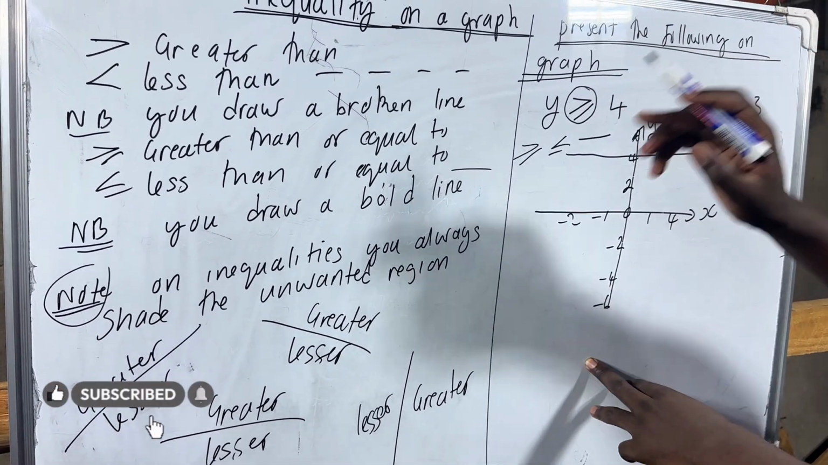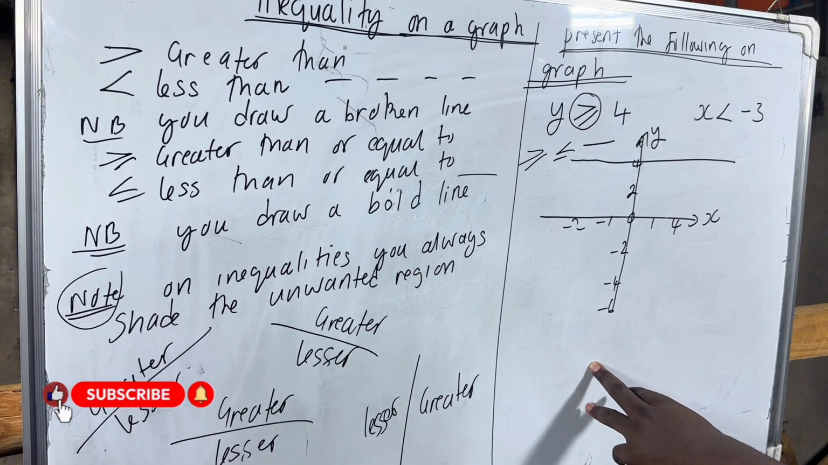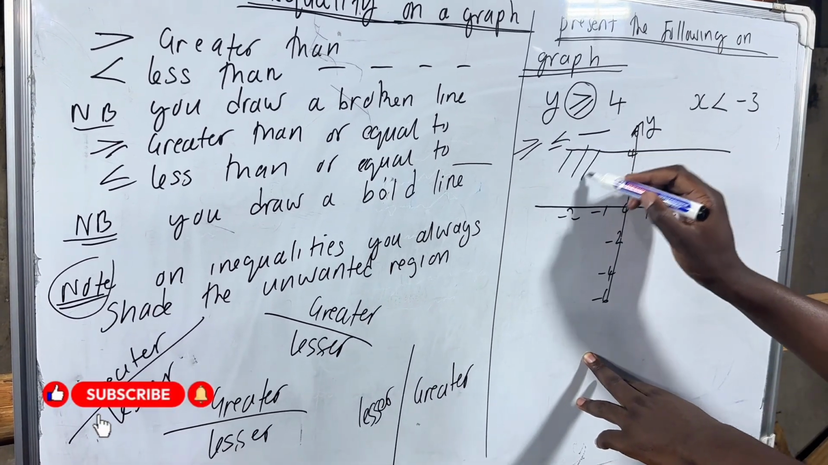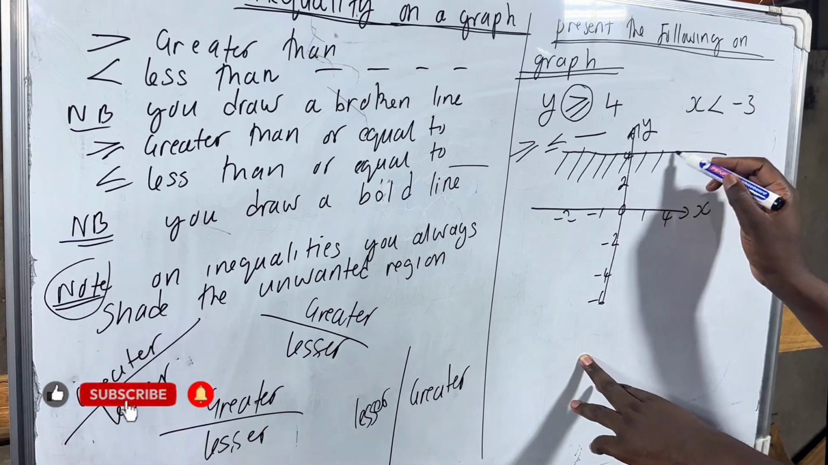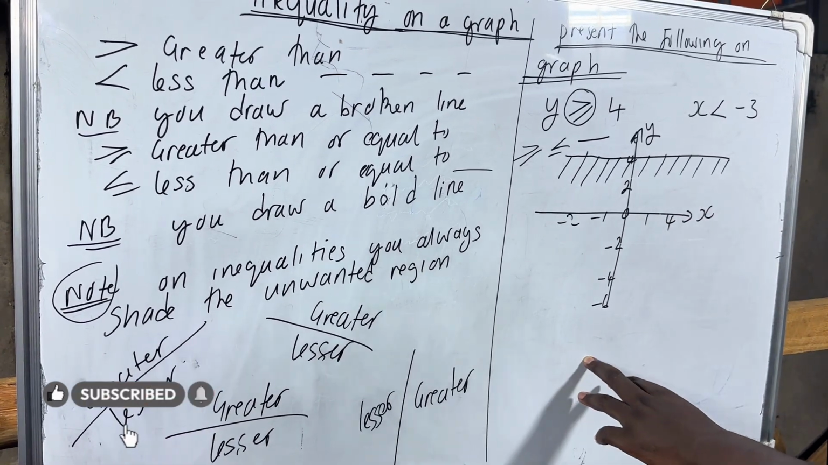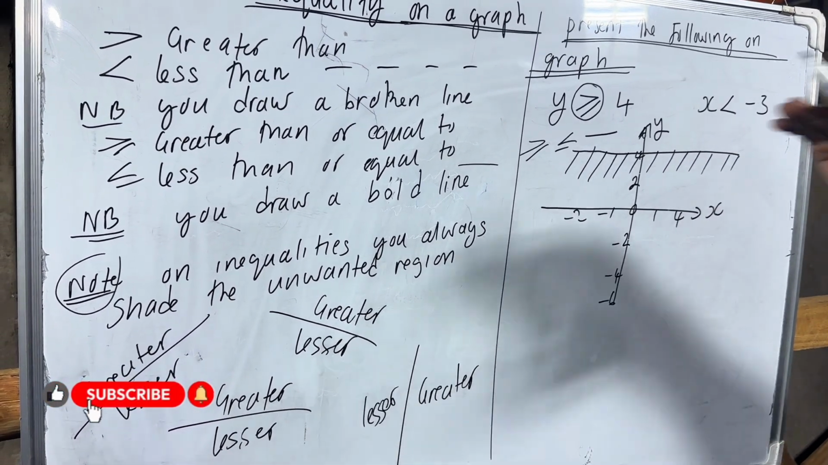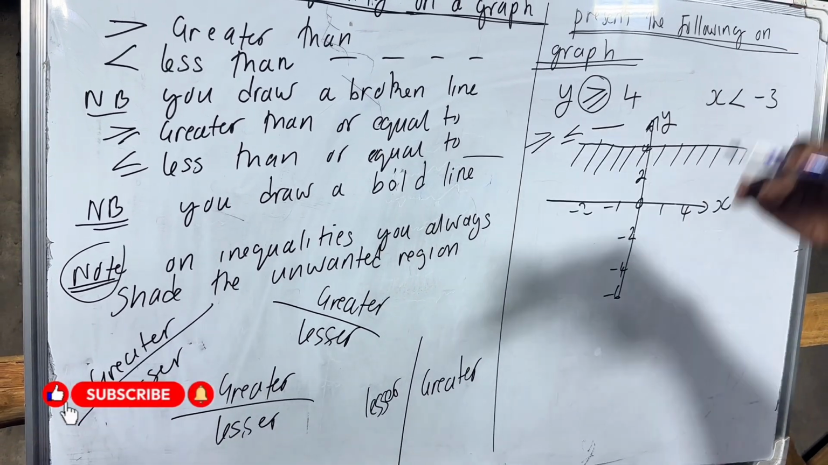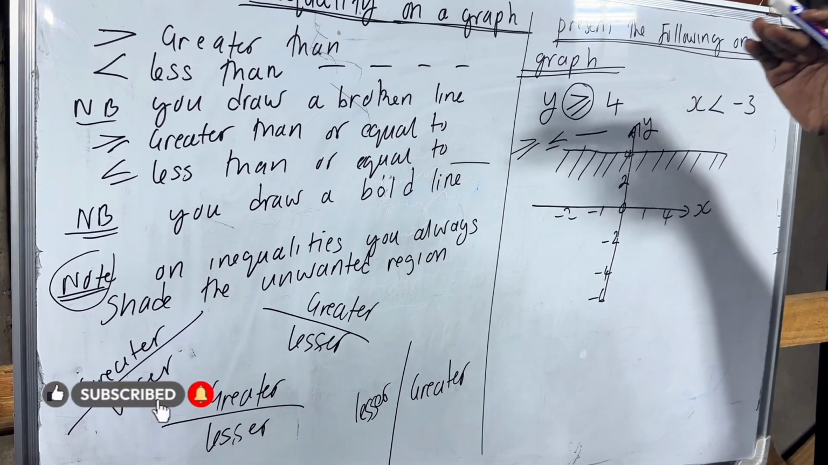Remember what I said earlier on inequalities, you always shade the unwanted region. So this part is greater. So we are going to shade the lesser part. On inequalities, you shade the unwanted region. If it's greater than, you shade less than. If it's less than, you shade greater than.